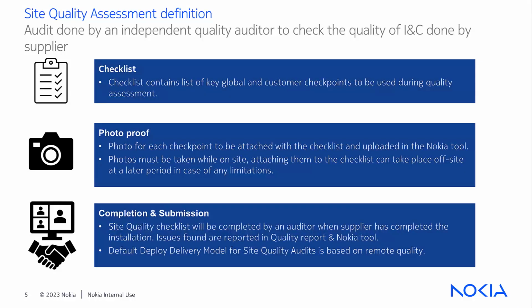Proof points. All checks made with the checklist must be accompanied with images of the checkpoint in question. These photographs are evidence points that can be referred to at any time in future if necessary. Completion of the checklist. This checklist will be completed and submitted once it has been.